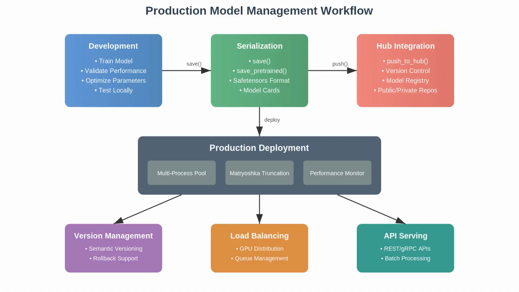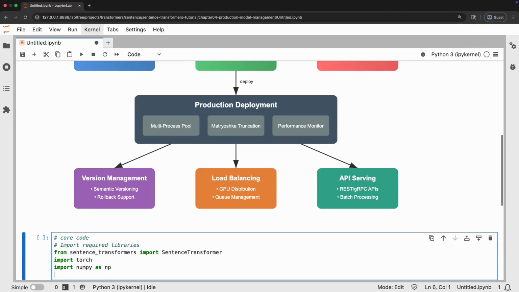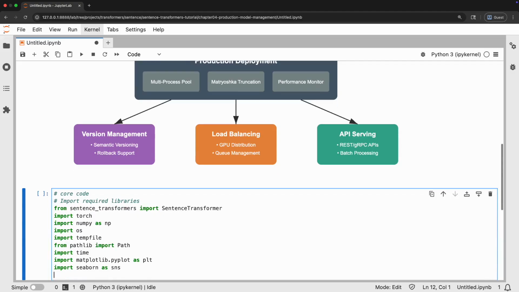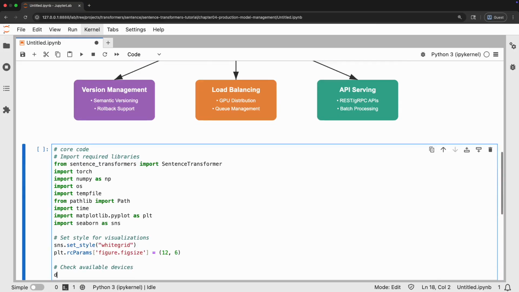This diagram shows the production model management architecture, illustrating how models flow from training through optimization and deployment to production systems. First, let's import all the required libraries we'll need for this chapter. We're bringing in sentence transformers for our embedding models, Torch for deep learning operations, NumPy for numerical computations, and various utilities for file handling, timing, and visualization. We'll also set up our visualization style using Seaborn and Matplotlib to create clear, professional-looking plots.